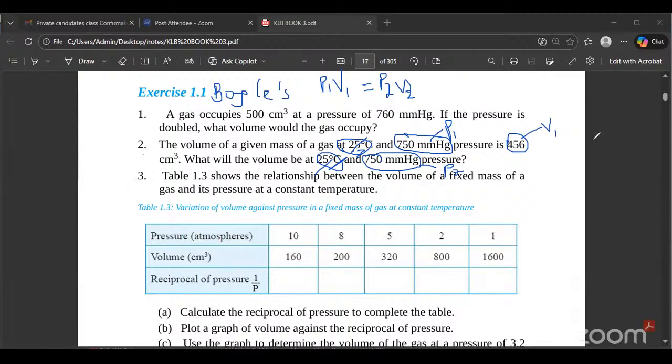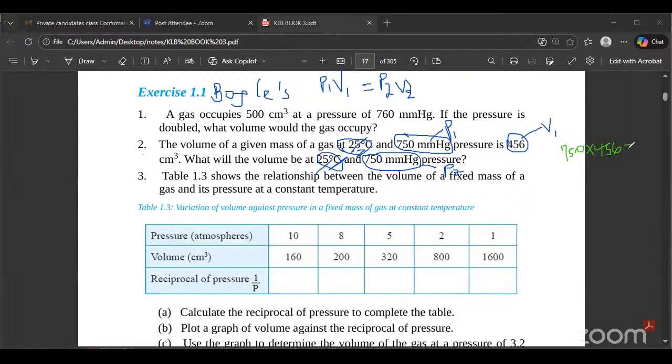So once you put it, we have P1, 750. I'll leave out the units for the sake of time, multiplied by 456. I'm using the green one because it will spill over. I must solve this question so that you see we already have the answer.